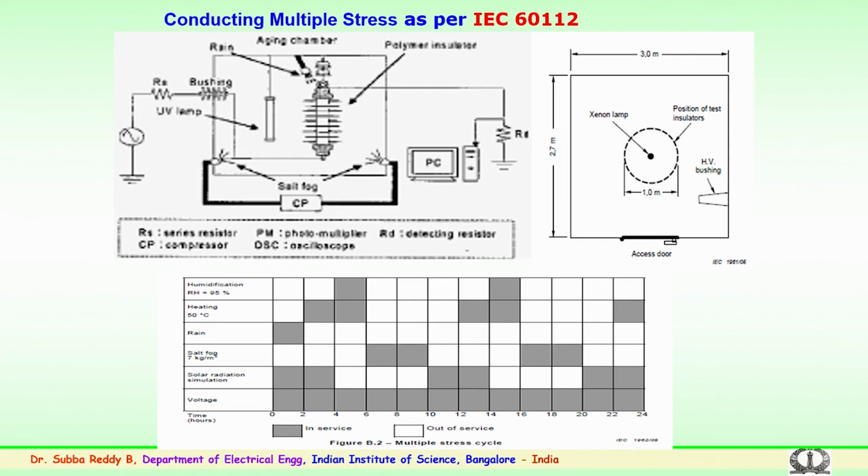So, how is this experimentation performed in the laboratory? Again, it involves a lot of effort to fabricate such a facility, conduct the experimentation, monitor the experimentation, then monitor the surface of the insulator continuously, and then evaluate the surface. So, it is a rigorous task for the engineers conducting the experimentation. The cycle is shown as follows here.